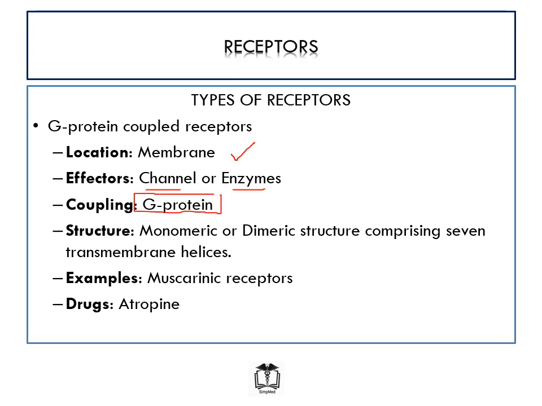The structure of a G protein coupled receptor is referred to as being monomeric or dimeric, and the structure comprises 7 transmembrane helices found within the membrane. Examples of receptors that are classified as G protein coupled receptors are muscarinic receptors, and drugs that act on muscarinic receptors include atropine, acetylcholine, pilocarpine, etc.